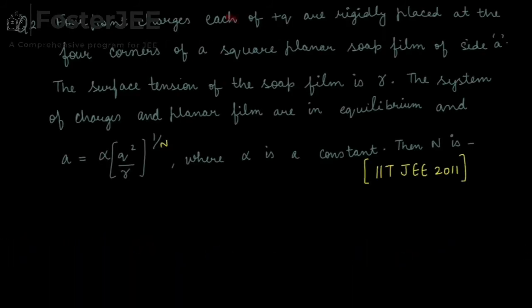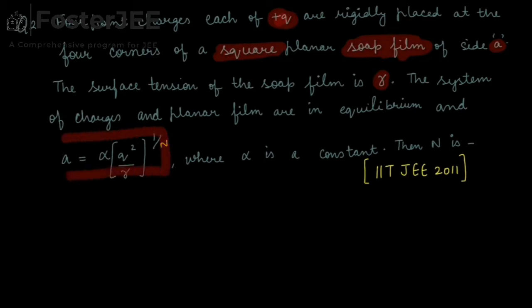Four point charges, each of plus q, are rigidly placed at the four corners of a square planar soap film of side A. The surface tension of the soap film is gamma. The system of charges and the planar film are in equilibrium, and A, that is the side of the square, is given by this expression.